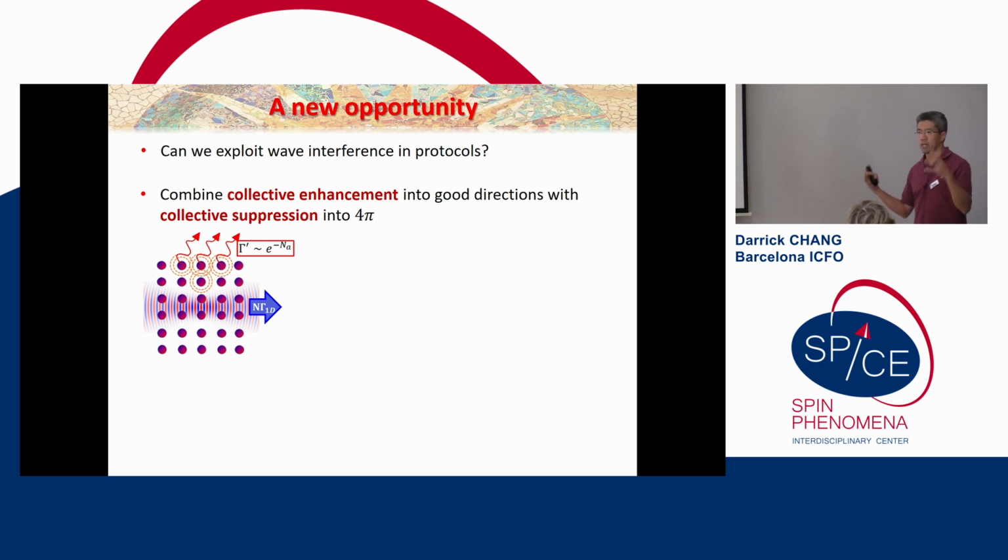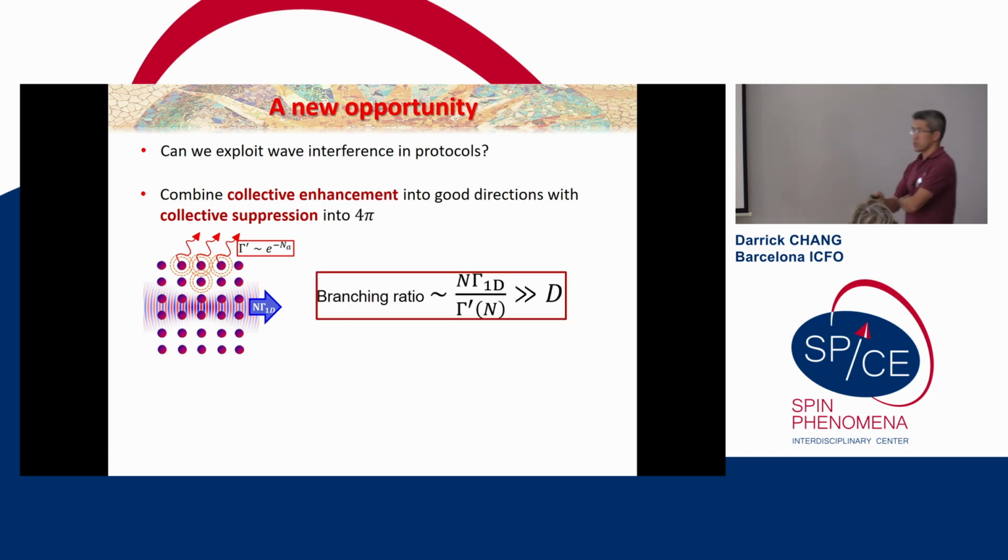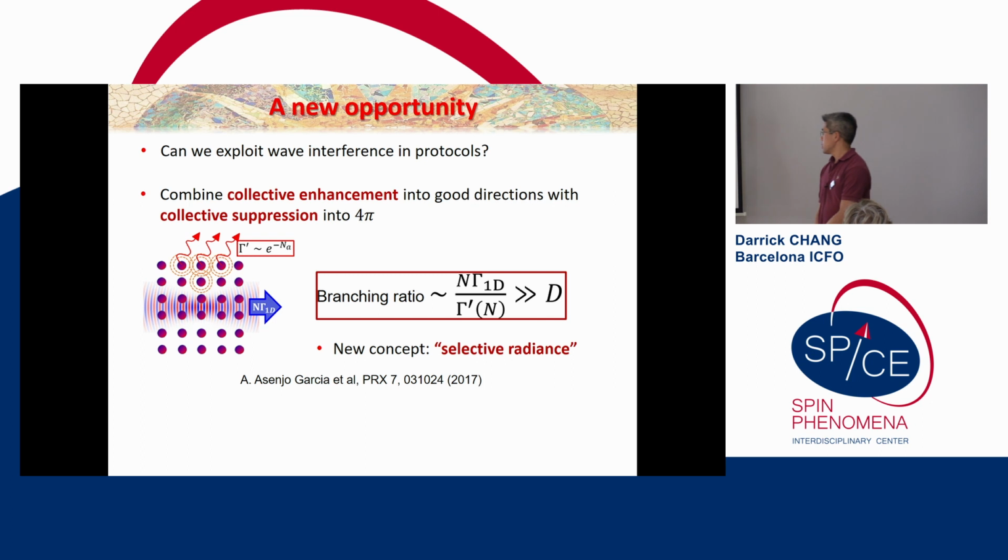So as I have more and more atoms, I can shut off 4 pi emission more and more efficiently. And so then if I try to naively define a branching ratio, which is, again, the emission into good quasi-1D modes versus bad emission, if this denominator is shrinking very fast as a function of n, all of a sudden I can hugely beat these kind of naive optical depth limits that exist in textbooks. So this is a concept that's coined selective radiance.